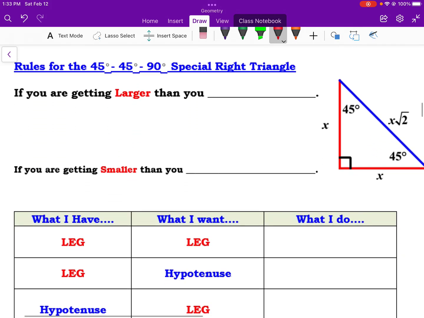Okay, so now let's introduce the rules for the 45, 45, 90 degree triangle. This is a special set of ratios. If we're getting larger, escalating from small to medium to large, then we will be multiplying by a scale factor, because there's a consistent ratio amongst the sides for these types of triangles. If we're getting smaller, going from long side to medium and so forth, then we will divide. And this holds for 45, 45, 90 or 30, 60, 90.